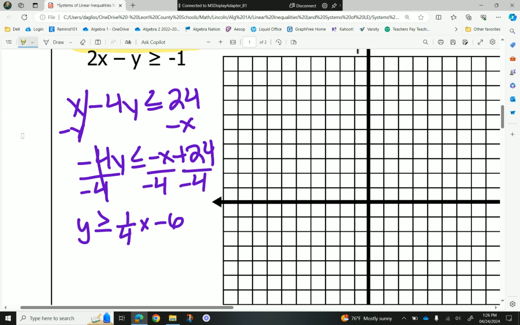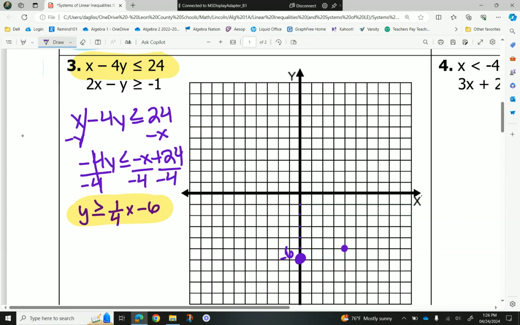All right. So now this is ready to graph. Where am I going to start the graph? On the y. Good. 1, 2, 3, 4, 5, 6. And how are we going to move from here? Good. How do I know it's up 1? Because it's positive. Good. I can go down and backwards.